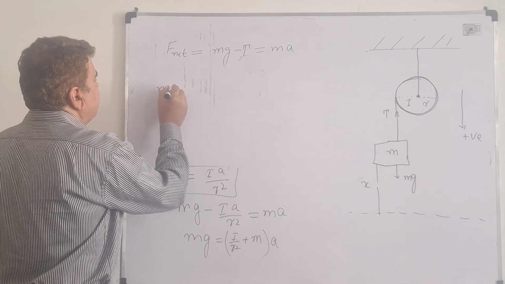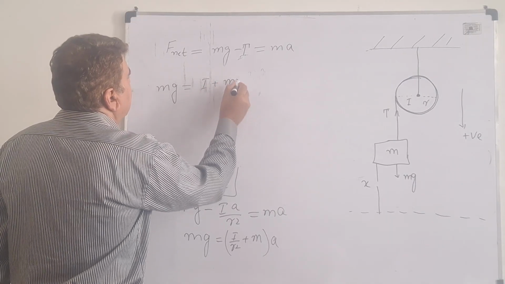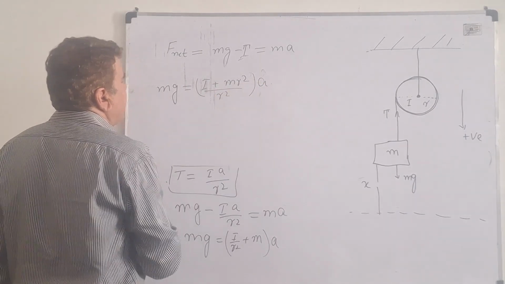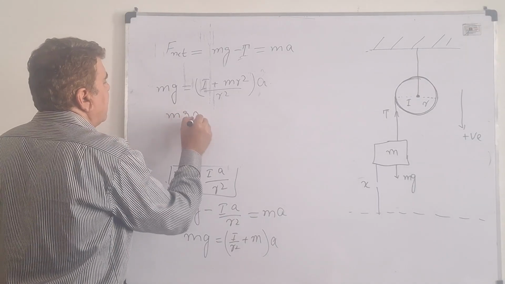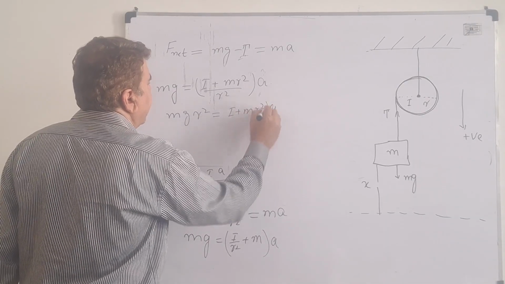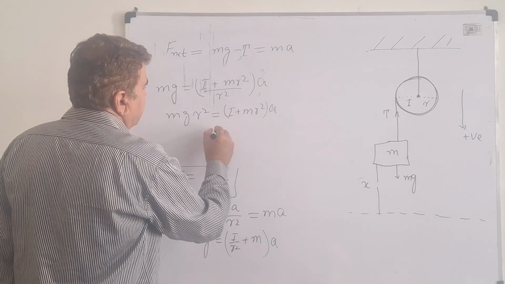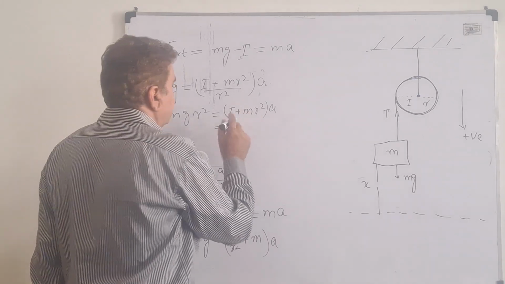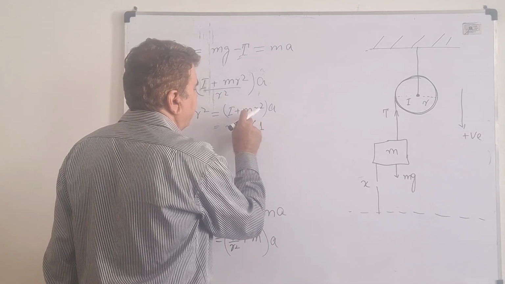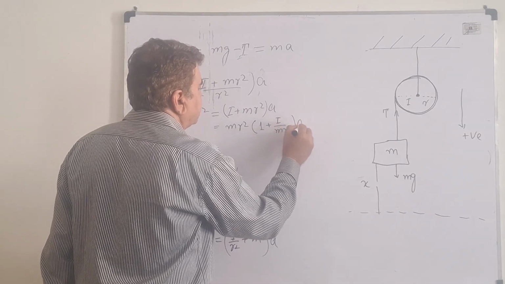I can write mg equals (I plus mr squared) divided by r squared times a. Or I can write mg r squared equals (I plus mr squared) times a. And I can take one more step. I can take mr squared common from these two terms to write this as mr squared into (1 plus I divided by mr squared) times a.